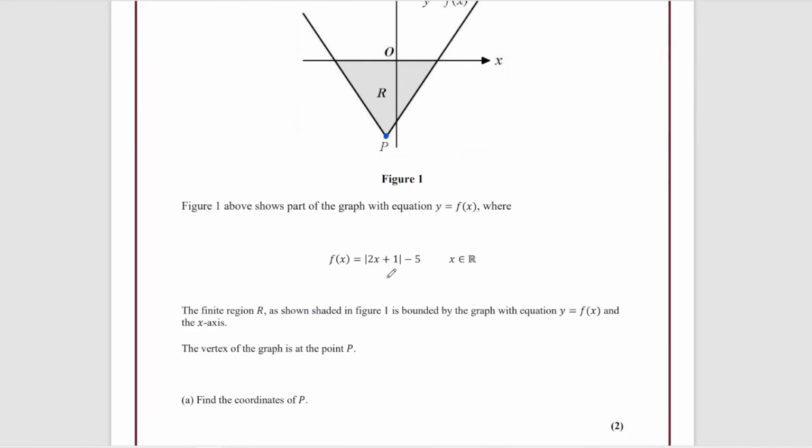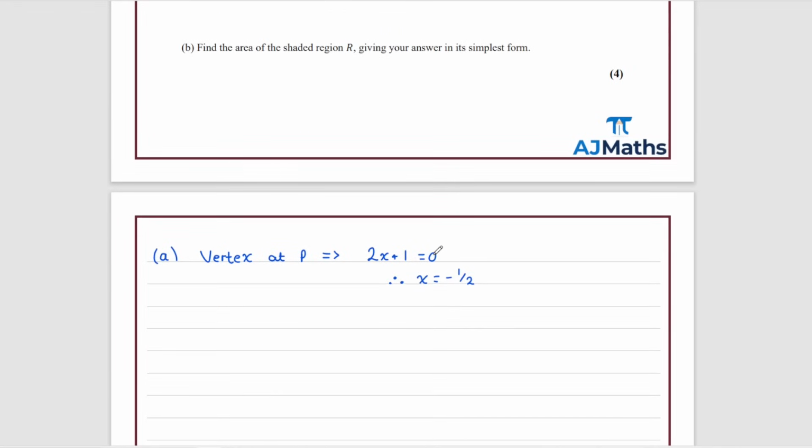Well, if this part here is just equal to 0, that means that y must be equal to minus 5. Okay, in that case then, when x equals minus a half, y is equal to minus 5. Therefore, P has coordinates of minus a half and minus 5. Okay, and there we have it. So that is the solution to part A.